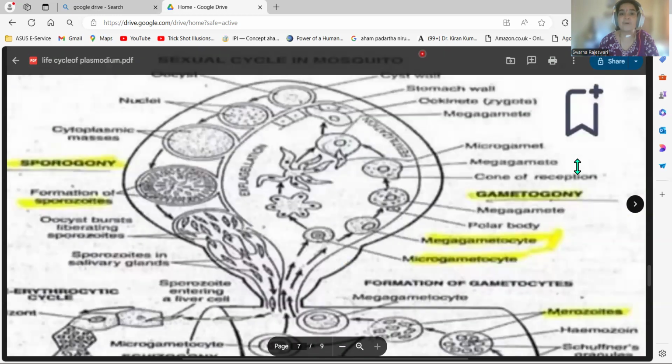Okay, so this is about the sexual life cycle of the plasmodium in mosquito.